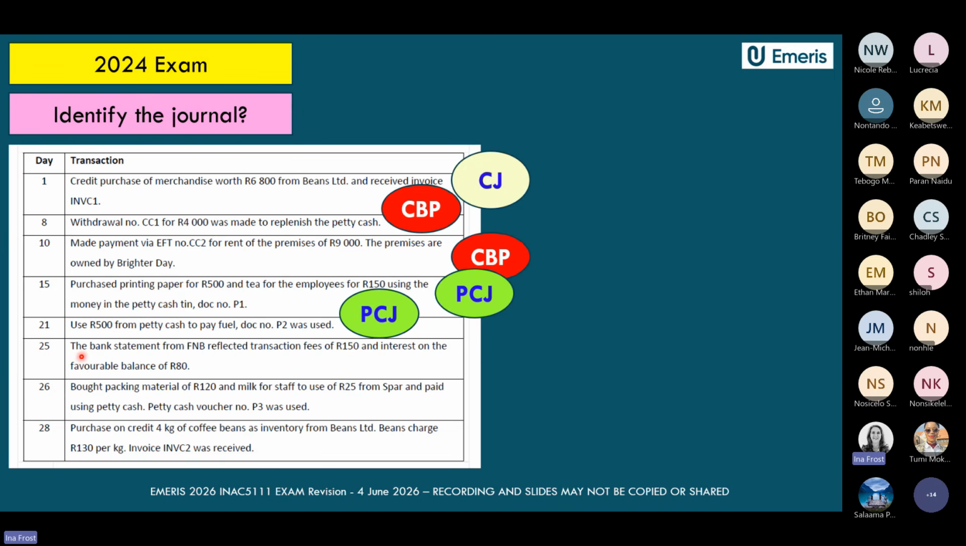We receive our bank statement and we see that we've got some transaction fees. That is cash book payments. But they were a little bit sneaky in this question. They also included a cash book receipts transaction in here. So don't be caught out. Sometimes we do include transactions that are actually not for that particular journal.